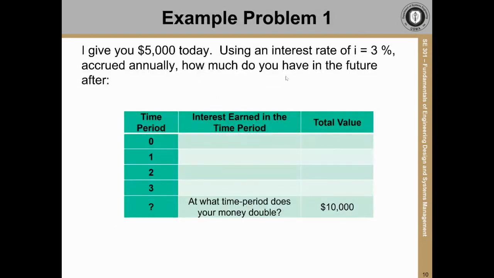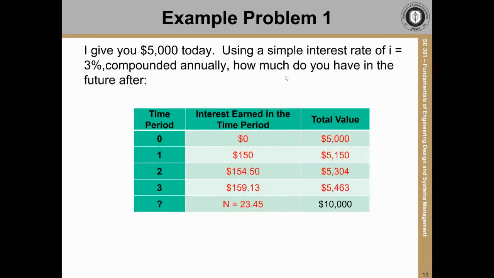So let's go through another example problem. Suppose I give you $5,000 today, using an interest rate of 3% accrued annually. How much do you have in the future after 1 year, 2 years, 3 years, and when does it become $10,000? So the interest earned in time period 0, you have no interest, so you have just your $5,000 initial investment. After 1 year, you multiply 5,000 times 1.03, and that gives you $150. That's your interest. So you add 5,000 and 150, and your investment becomes $5,150.